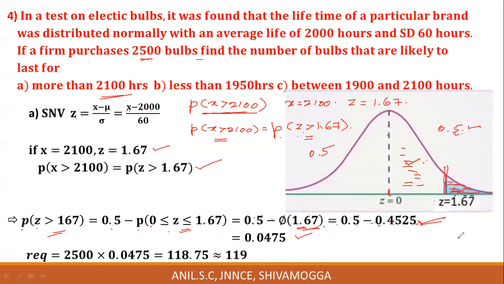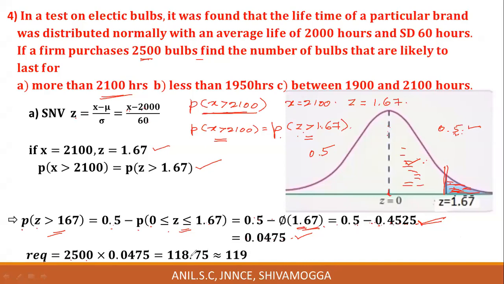And how many such bulbs are there? Totally, there are 2500 bulbs considered. Therefore, required is 2500 into this probability, that is 0.0475. This is equal to 118.75, and this is the number of bulbs. Therefore, this cannot take a fractional value, approximately 119 bulbs.